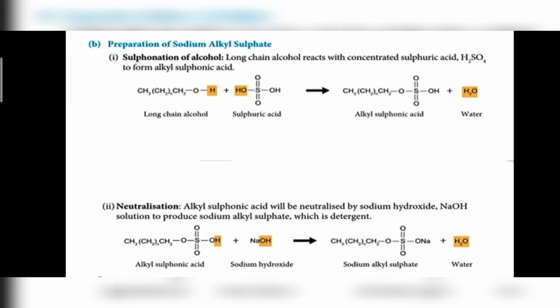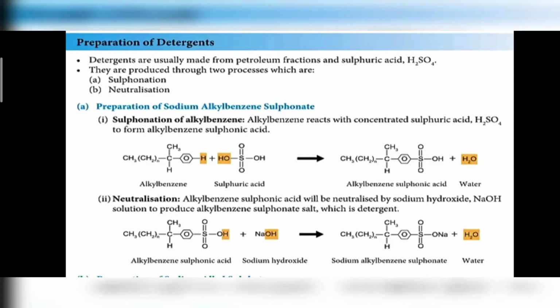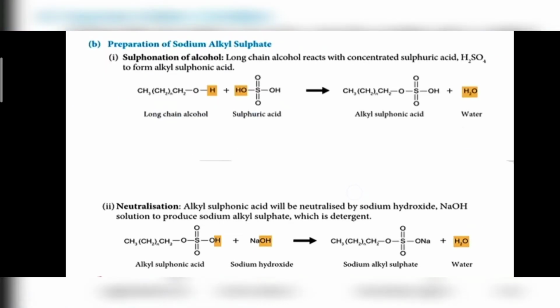Okay, this one is the second type of detergent, sodium alkyl sulfate. So we want to prepare first the sodium alkyl sulfate. The first one, sulfonation, but now not sulfonations of alkyl benzene, but sulfonations of alcohol. So long chains of alcohol react with concentrated sulfuric acid. So dia akan produce alkyl sulfonic acid and water.